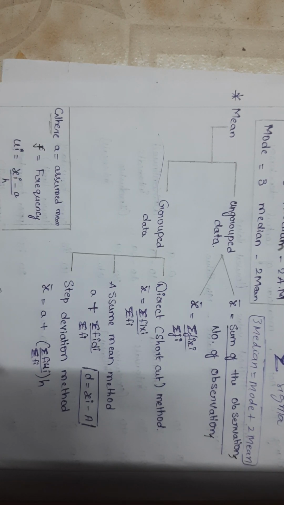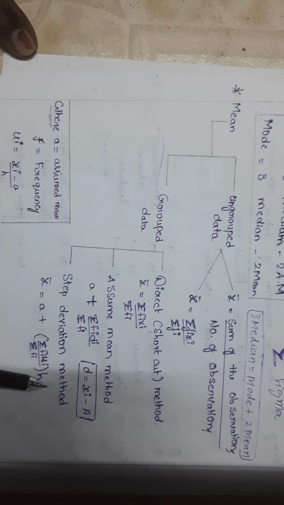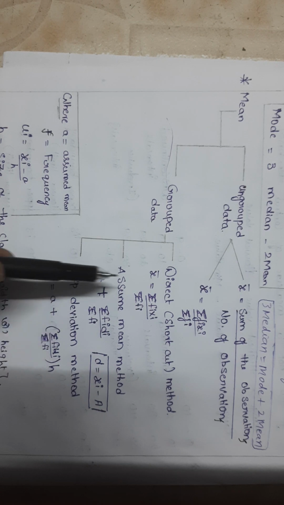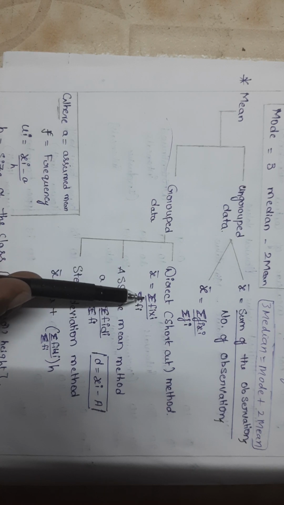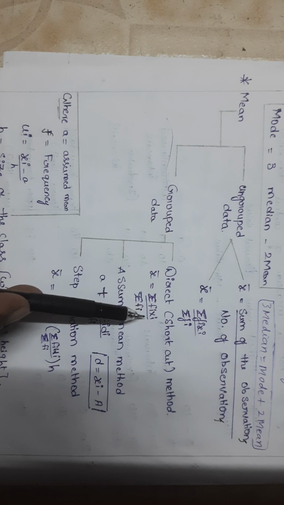Ui means, in another table, the last one, I am going to tell all three varieties in only one sum. I shall explain. Step deviation method: x bar is equal to a plus sigma fi ui by sigma fi into h. Here I am telling each word's terms. X bar means mean, sigma means sum, fi means frequencies of individual, xi means variable, that means here CM or class mark or mid value, class mark. Write what I am telling, all these words, on one paper.